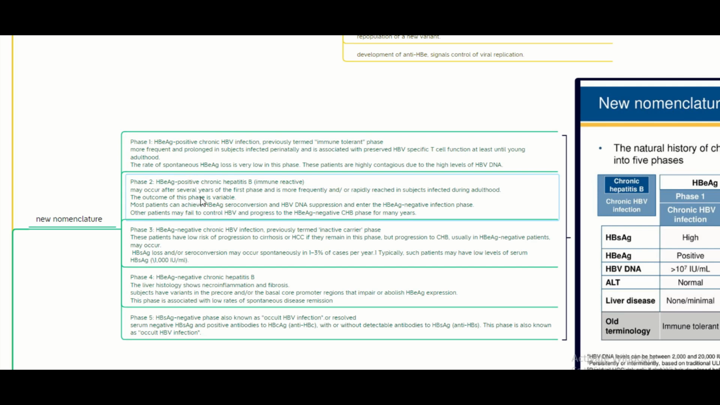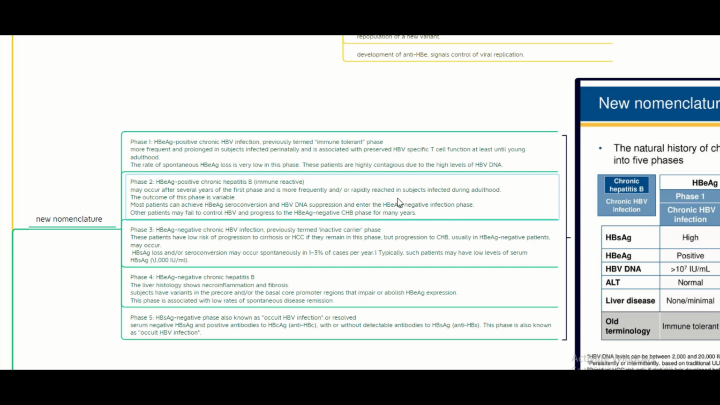So, if we have HBe antigen positive hepatitis and not infection, this means that we have an immune reaction, which was termed the immune elimination phase in the old nomenclature. After several years, it happens from the immune tolerant phase. In patients who are infected in adulthood, it can come really fast, within months.